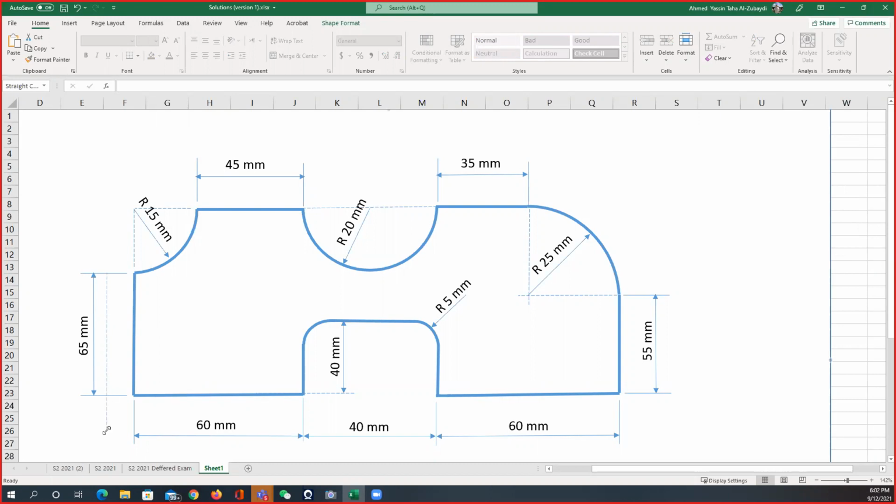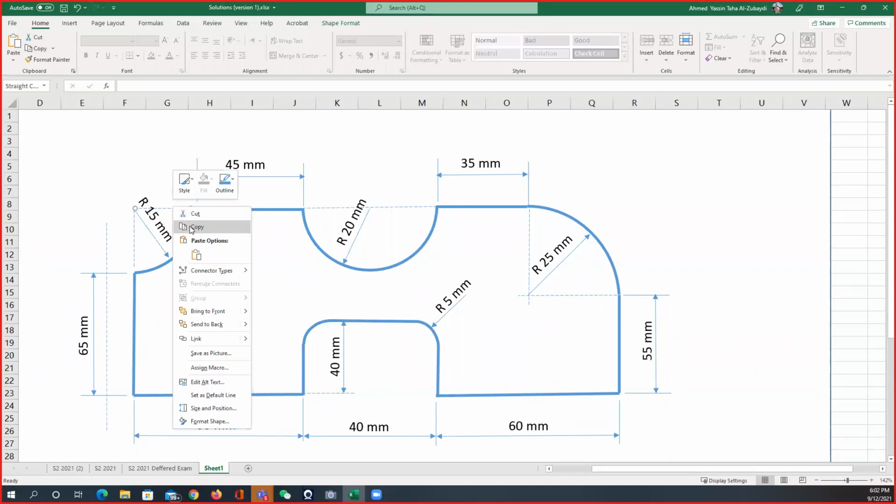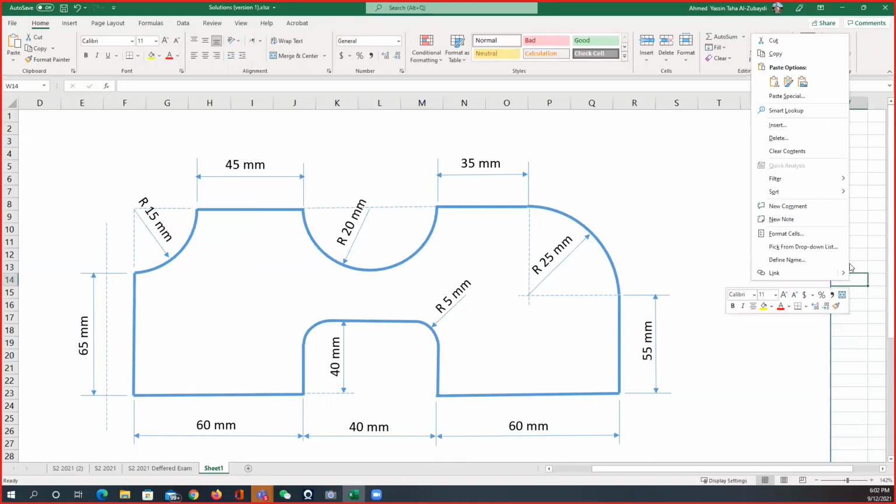Okay, so I will make this line again to extend it further. I can do the same thing for the upper one. Copy, paste.